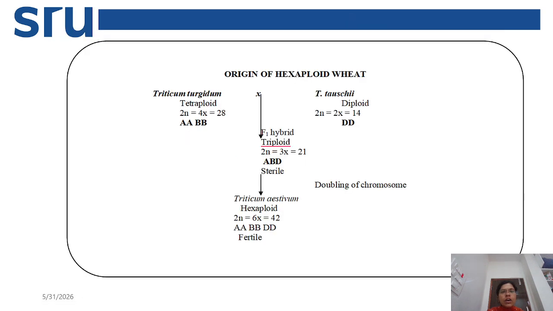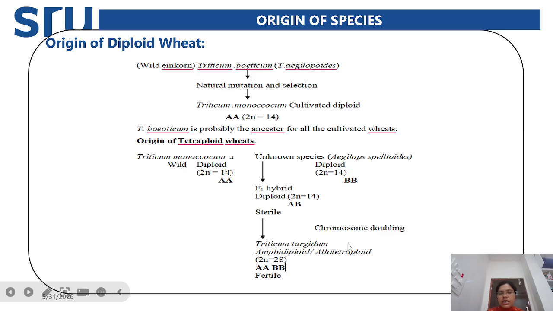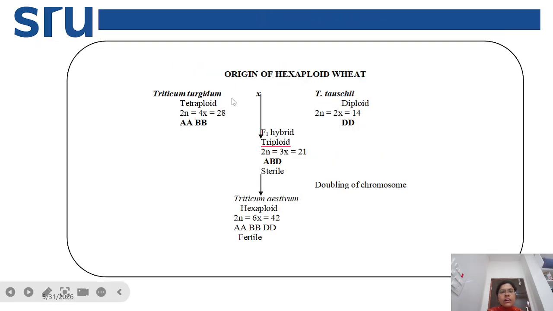And next is the origin of hexaploid. This tetraploid, that is Triticum turgidum, is crossed with Aegilops tauschii, which is a diploid species. We got the triploid. Again, chromosome doubling was done with colchicine treatment, so that we got the hexaploid species, that is Triticum aestivum. It has the chromosome number 2n = 6x = 42. Here it is fertile and has the genome AABBDD.